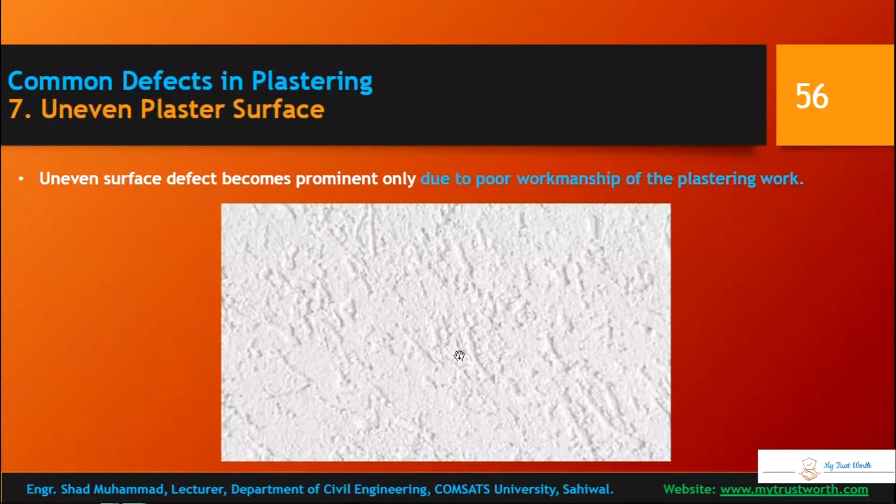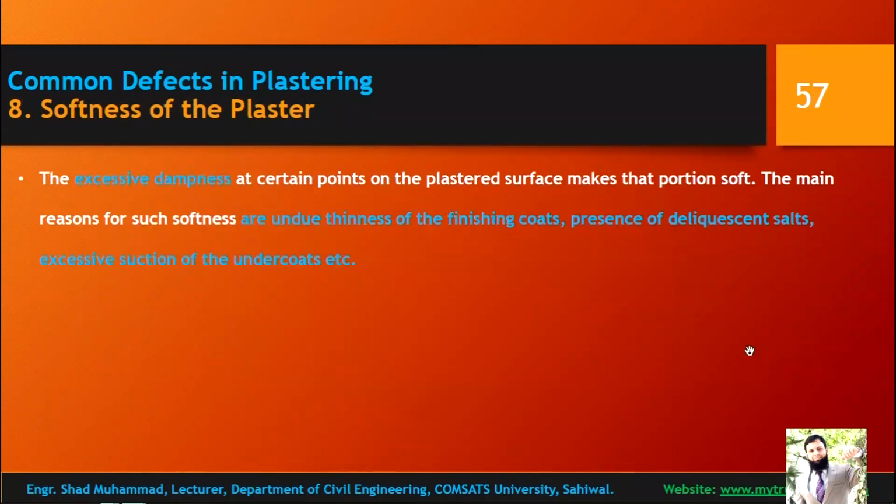Uneven plastered surface: defects become prominent only due to poor workmanship of the plastering work. Okay, softness of the plaster. The excessive dampness at central points of the plaster surface makes the portion soft. Alright, moisture does have an effect on the plastering. The main reason for this softness is undue thinness of the finished coat. The main reason is that your finished coat is very thin.